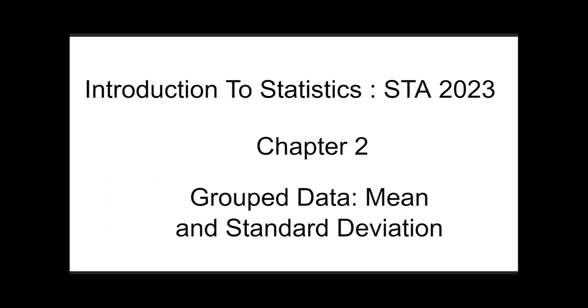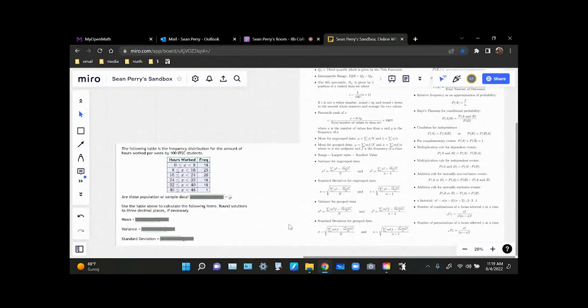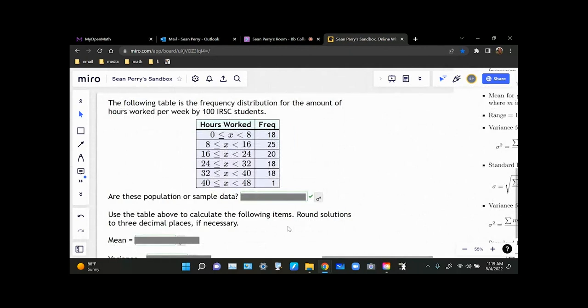We're looking at a Chapter 2 problem on grouped data, mean, and standard deviation calculation. So here I've copied a problem from the homework in addition to the formula sheet. It says the following table is the frequency distribution for the amount of hours worked per week by 100 IRSC students. So right off the bat, we know this is grouped data because we're looking at intervals of hours worked and a frequency that the 100 students responded to, yes, I do work that number of hours inside of that interval.